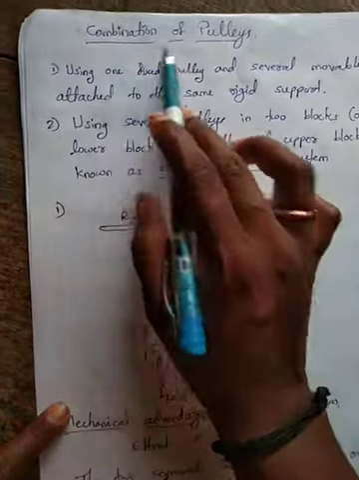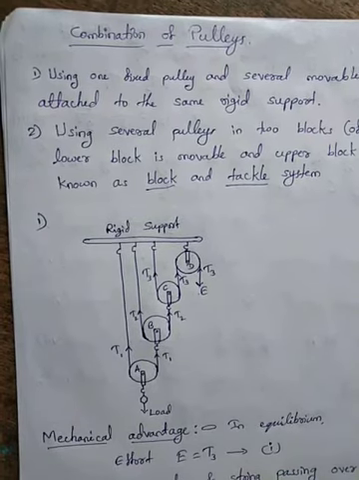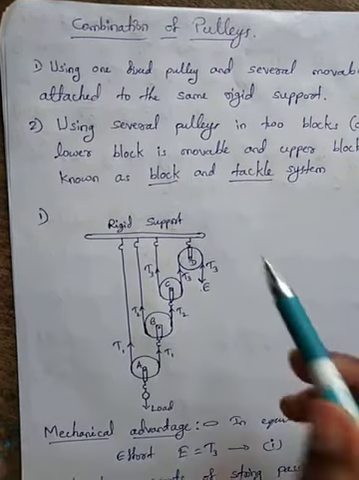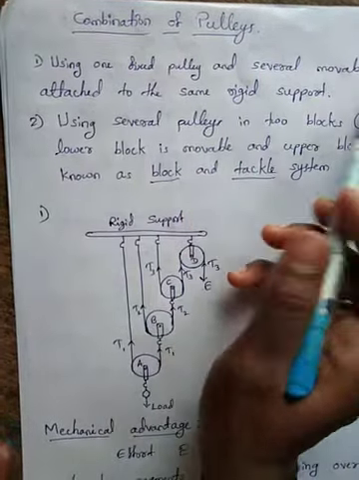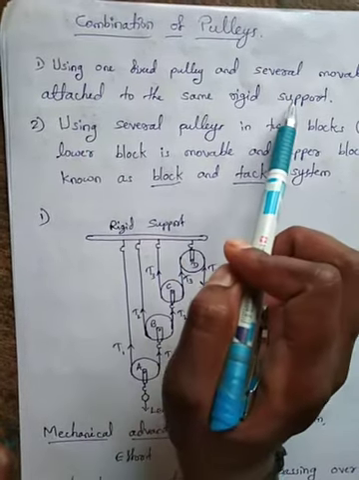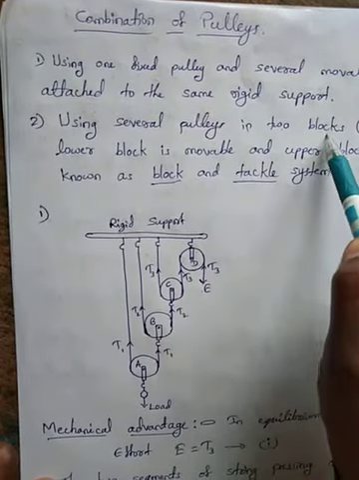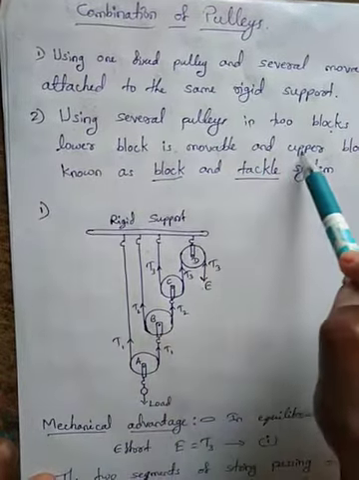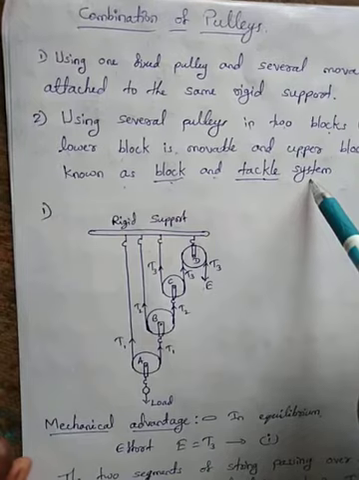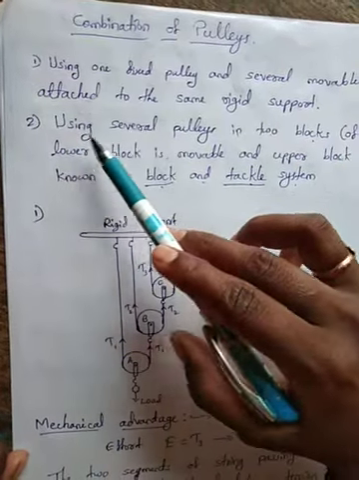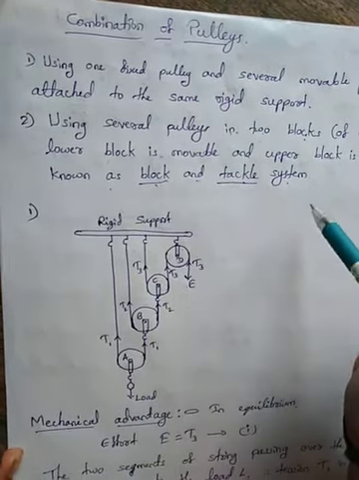Next, combination of pulleys. We discussed a single fixed pulley and a single movable pulley. If we combine the two pulleys, what will we get? See here, combination of pulleys using one fixed pulley and several movable pulleys attached to the same rigid support. And one more we'll discuss, using several pulleys in two blocks, of which the lower block is movable and the upper block is fixed, known as a block and tackle system.